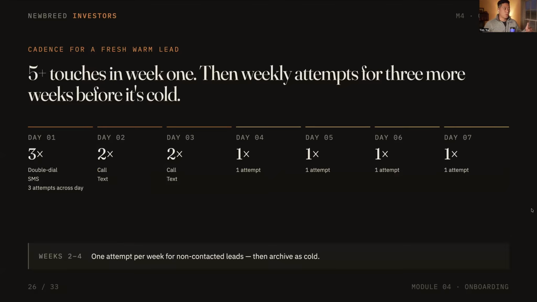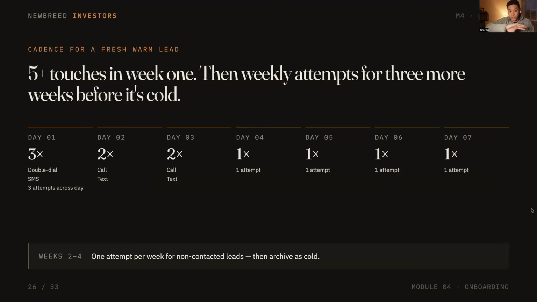Okay. Day 1, 3 touches. First day is the most aggressive. We double dial you, we text you, 3 attempts throughout the day. Day 2, call and a text. Day 3, call and a text. Day 4, call. Day 5, call. Day 6, call. Day 7, closeout text. See what I'm saying? And then you go once a week for 3 weeks.